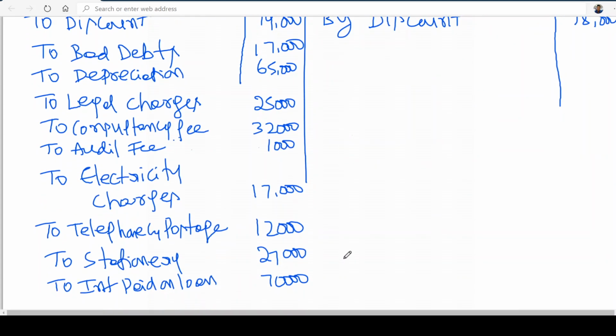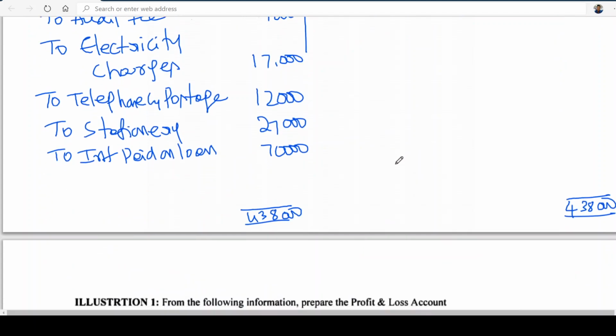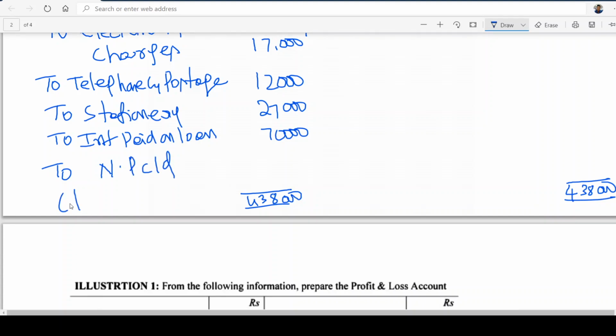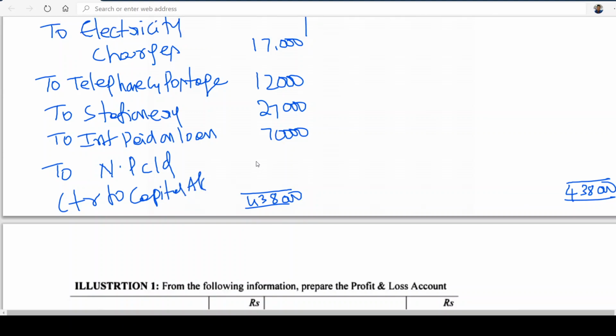Then stationery 27,000, minus interest paid on loan 70,000. So you are getting a net profit of 43,000. This 43,000 is transferred to which account? Tell me. I am writing the entry: net profit carried down, transfer to capital account, 43,000. Is this clear?